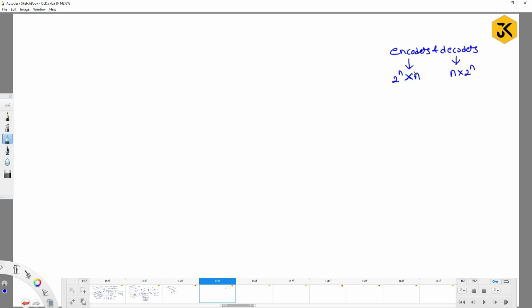So if you take any kind of circuit, that can be a multiplexer or a demultiplexer, or whatever it may be, encoder or decoder, these four come under combinational circuits, right?